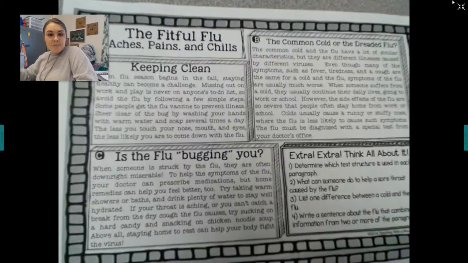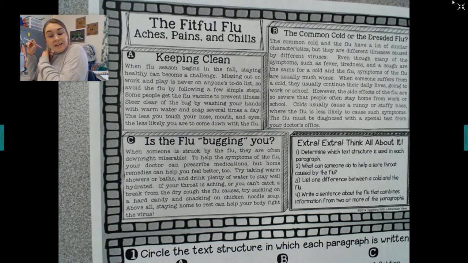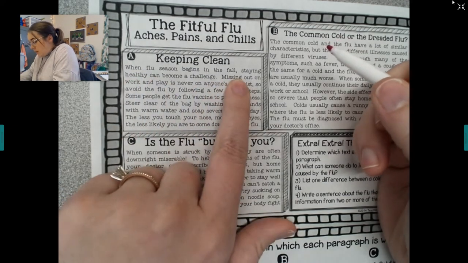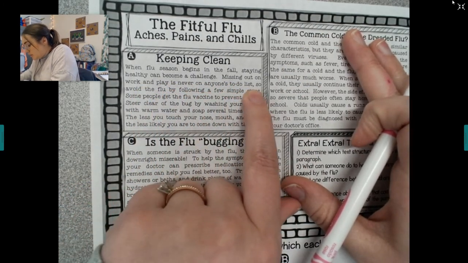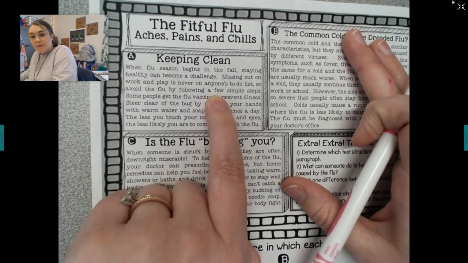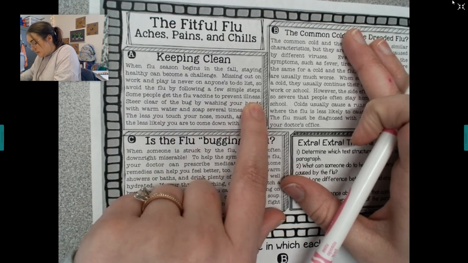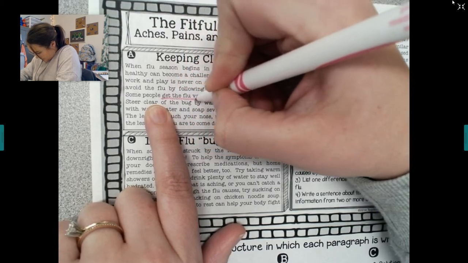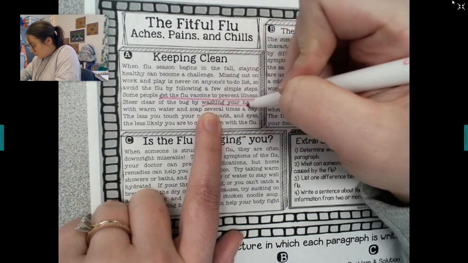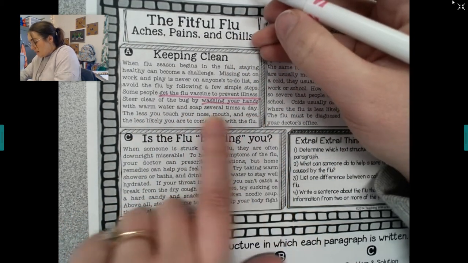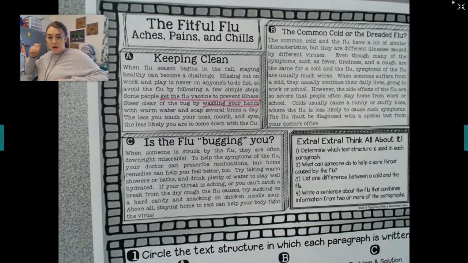So let's see, and I'm going to do just like I did yesterday, and I'm going to underline things to maybe get you to see what it is. So when flu season begins in the fall, staying healthy can become a challenge. Missing out on work and play is never anyone's idea of fun. So avoid the flu by following a few simple steps. Some people get the flu vaccine to prevent illness. So I'm going to underline that. Steer clear of the bug by washing your hands with warm water and soap several times a day. The less you touch your nose, mouth, and eyes, the less likely you are to come down with the flu.